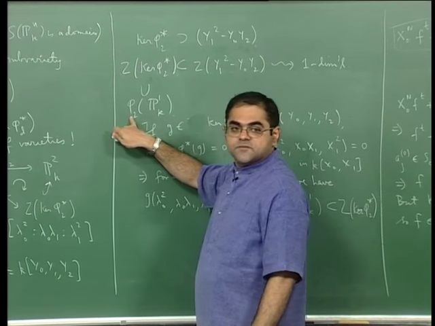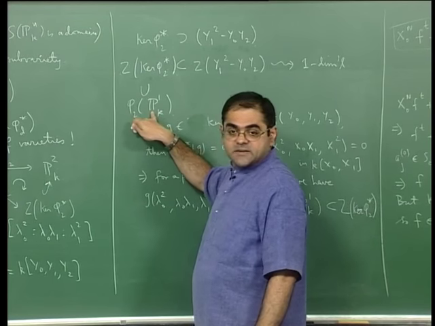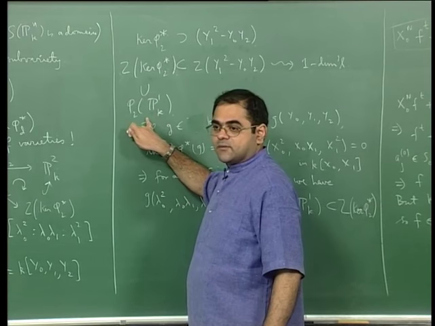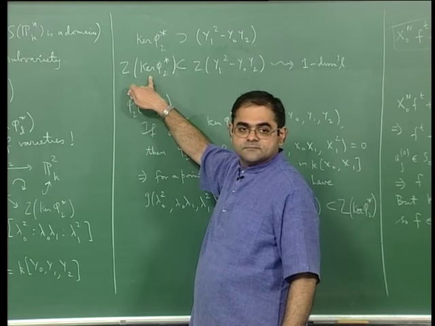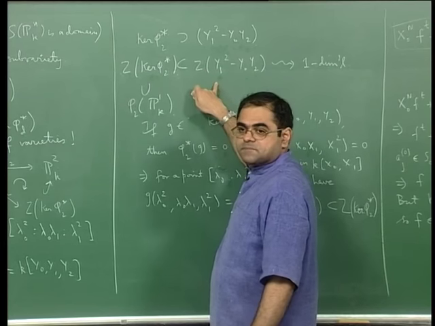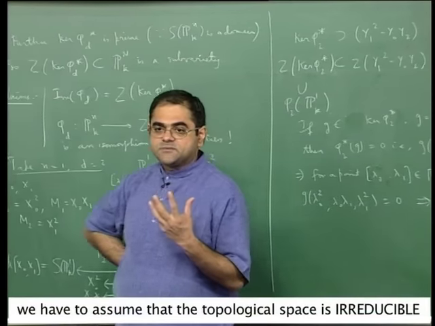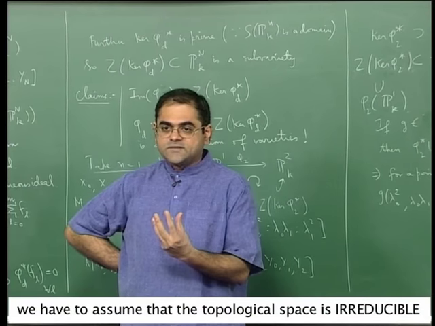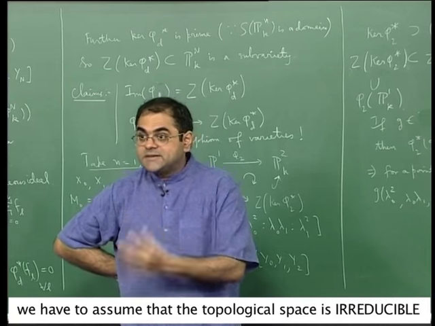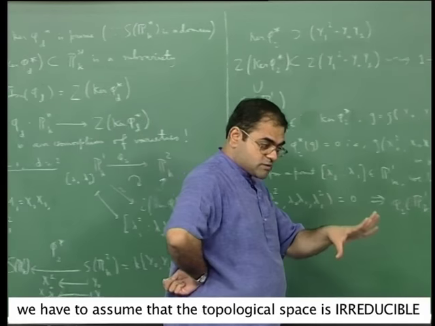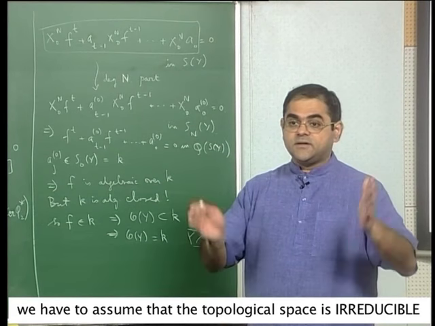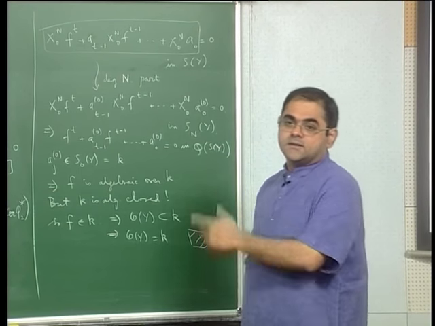Since phi 2 is a homeomorphism, phi 2 of p1, which is the image of phi 2, is topologically isomorphic to p1, and p1 is one dimensional, therefore this is one dimensional. But this is also one dimensional, and this is a closed subset. In a finite dimensional Noetherian topological space, if you have a closed subset of the same dimension, then the closed subset has to be everything. In other words, if you go to a proper closed subset, the dimension has to fall. This happens in a finite dimensional Noetherian topological space, which is the case with all our varieties.